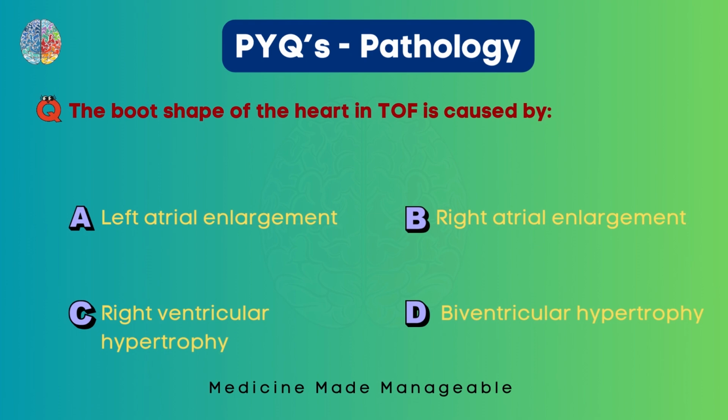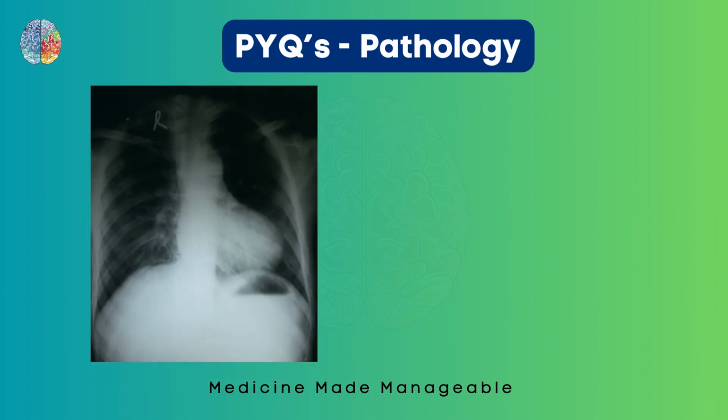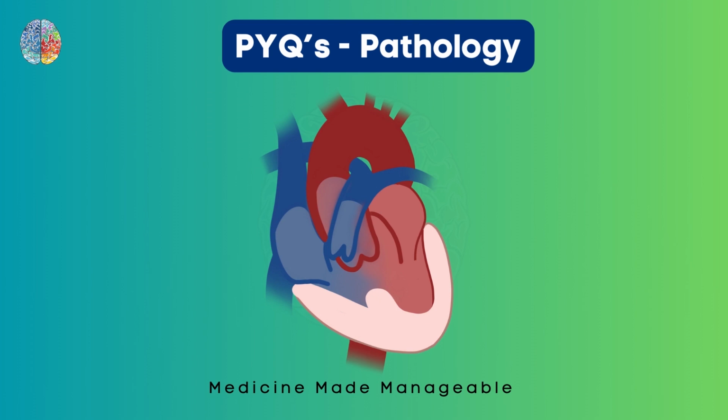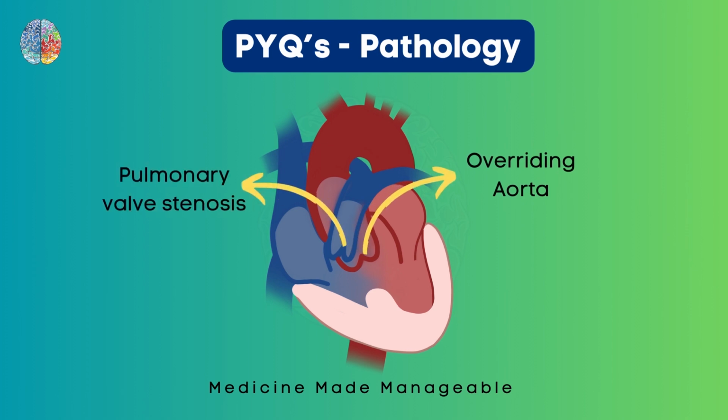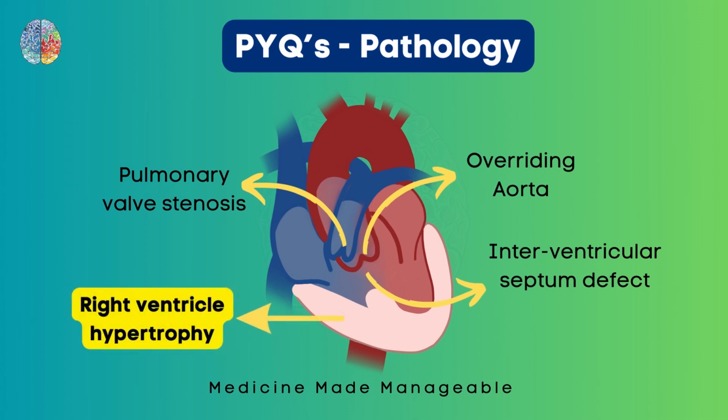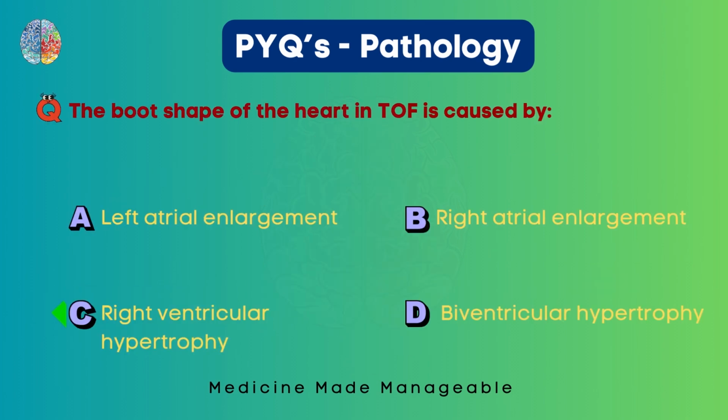Now, the boot shape of the heart in tetralogy of Fallot is caused by left atrial enlargement, right atrial enlargement, right ventricular hypertrophy, or biventricular hypertrophy. So this is the thing that they were talking about, and you can see it looks like a boot. Now, what is this tetralogy of Fallot? So it is a condition of a heart which is characterized by four things. Overriding aorta is seen, there is pulmonary valve stenosis, an interventricular septum defect is seen. So you can see that the left and right ventricle here have no wall between them. Finally, hypertrophy of the right ventricle is also seen, and this is our answer. Coming back, our correct answer is option C.